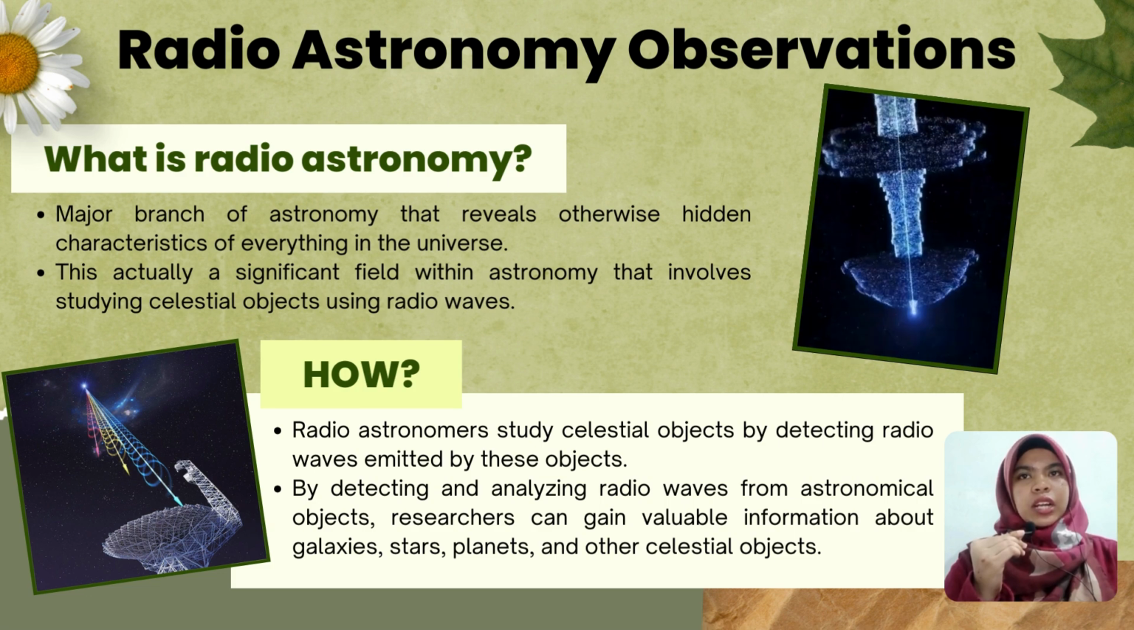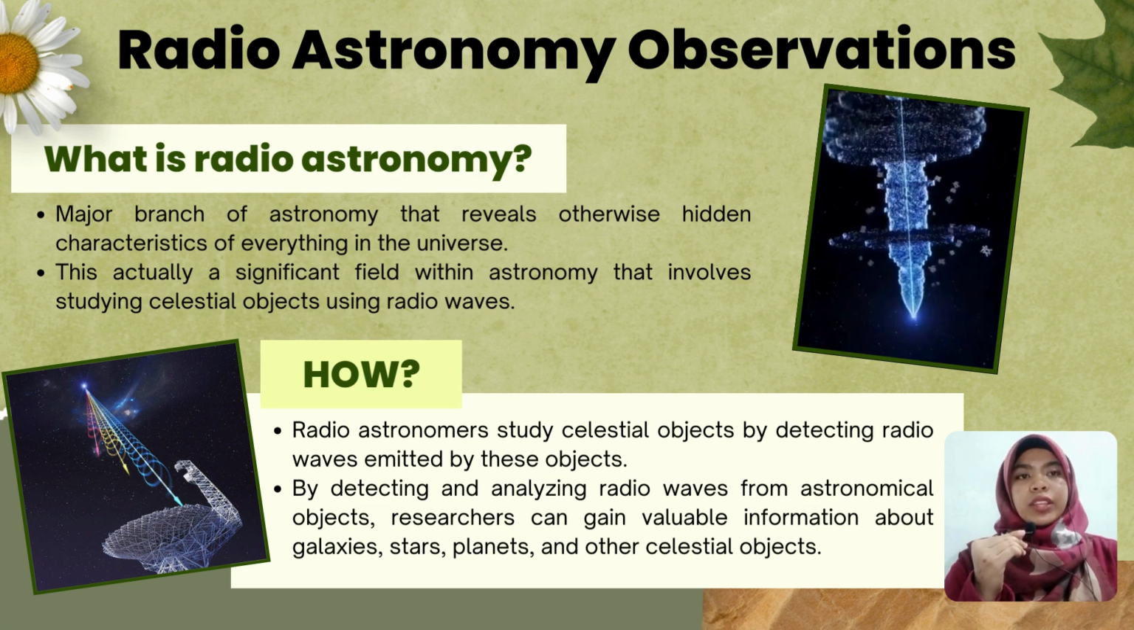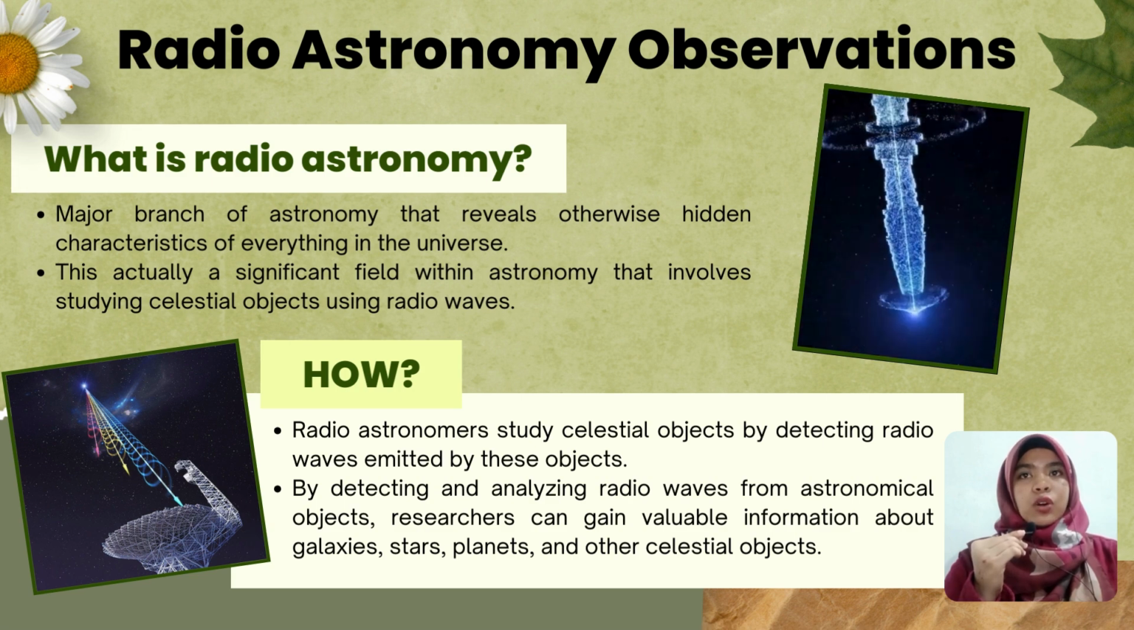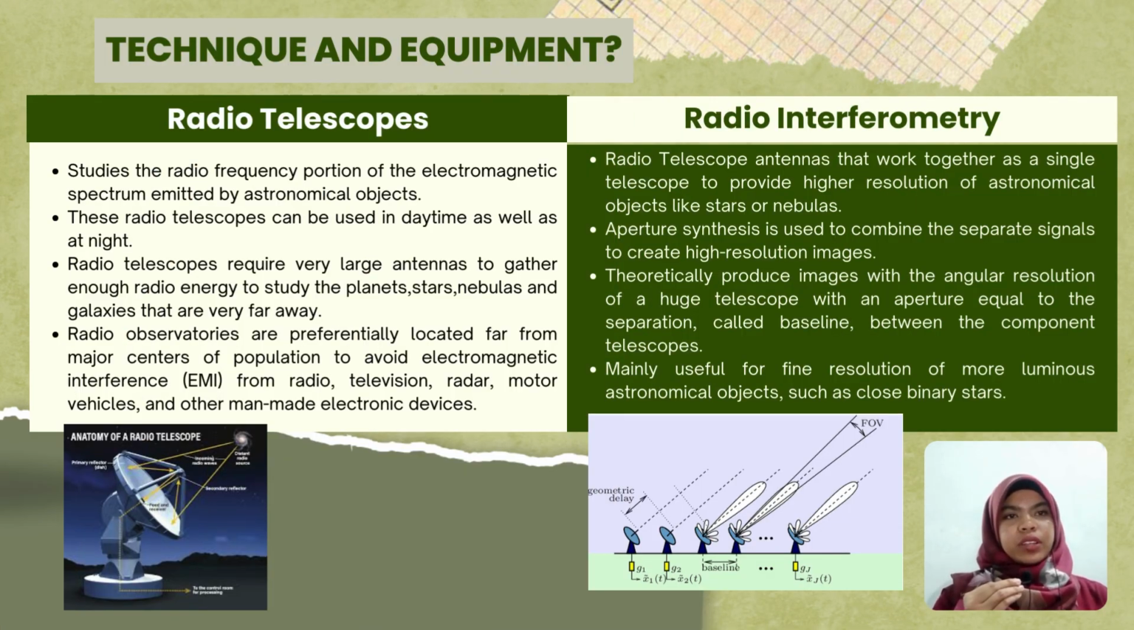The radio signals coming from space are incredibly weaker than the signals we use for communication on Earth. To mitigate RFI, radio telescopes are often placed in remote locations away from human sources of radio signals, ensuring clear observation of celestial objects. Next are the techniques and equipment that we use in radio astronomy observation. First is the radio telescope. A radio telescope is used to study the radio frequency portion of the electromagnetic spectrum emitted by astronomical objects, and it can be used in the daytime as well as the nighttime. Radio telescopes require very large antennas to gather enough radio energy to study planets and other galactic objects. They are preferably located far away from major centers of operation to avoid electromagnetic interference from radio, television, radar, motor vehicles, and other man-made electronic devices for easier observation.